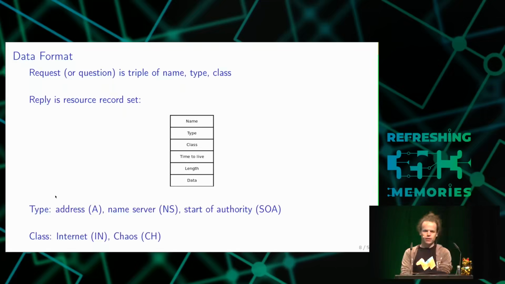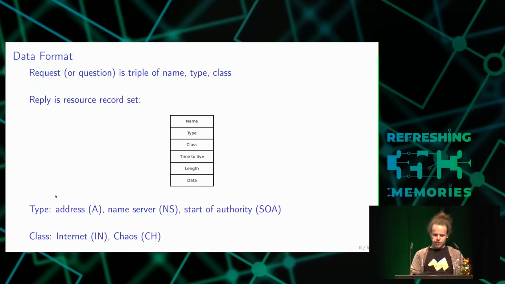The time to live field specifies an amount of seconds for how long this resource record may be cached. So we have built-in caching and cache timeout. What are potential resource record types? There's the address record, which we just saw, also called an A record. Then we have other types like a name server record, which is also named NS, and start of authority, which is SOA.